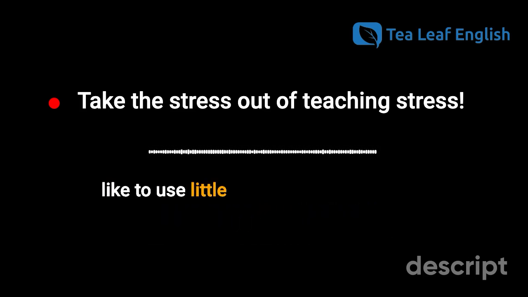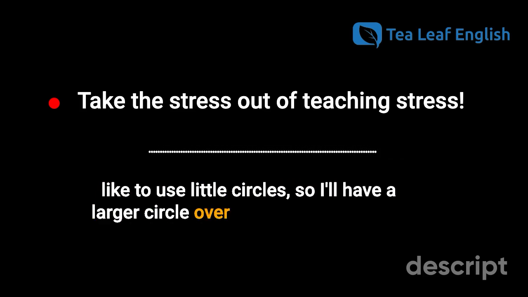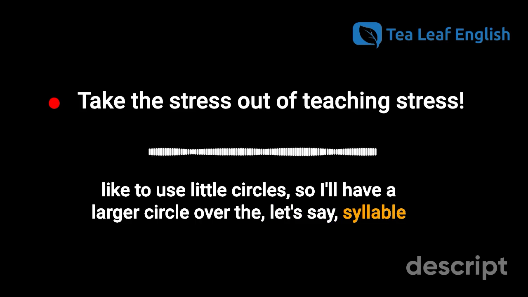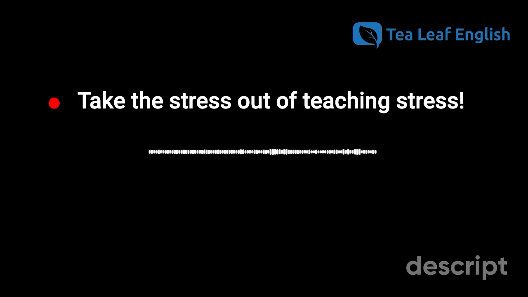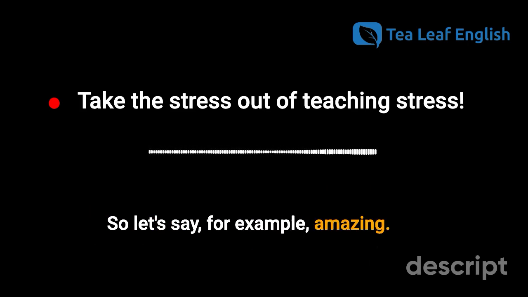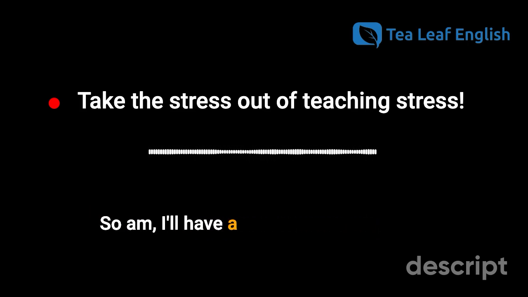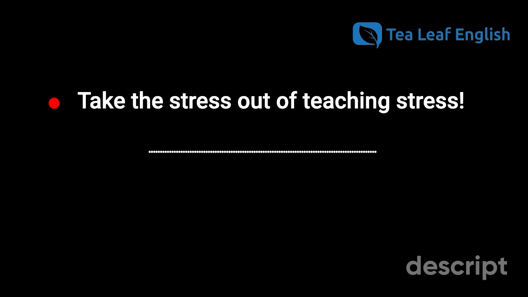I like to use little circles. So I'll have a larger circle over the, let's say, syllable that is stressed, and then two smaller circles over the unstressed syllables. So let's say, for example, amazing. So I'll have a tiny circle above a, may, large circle, zing, small circle.